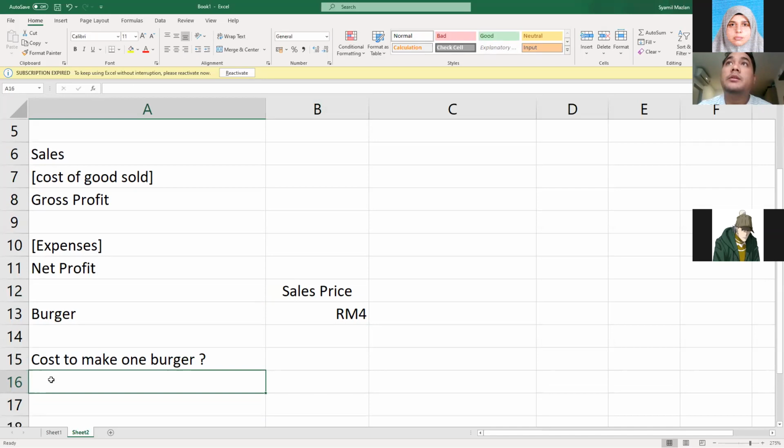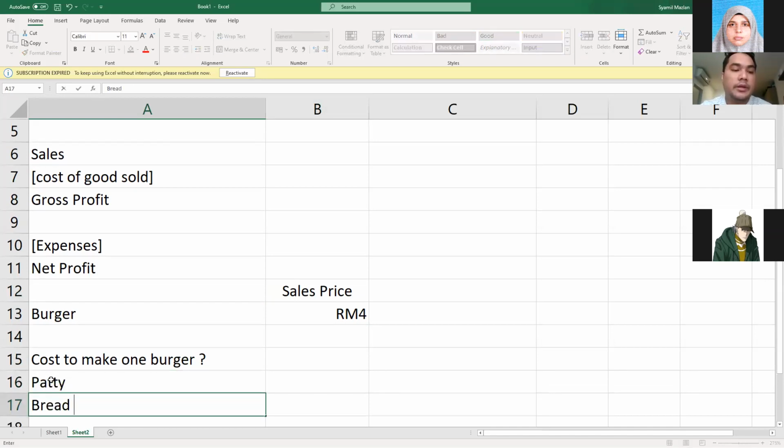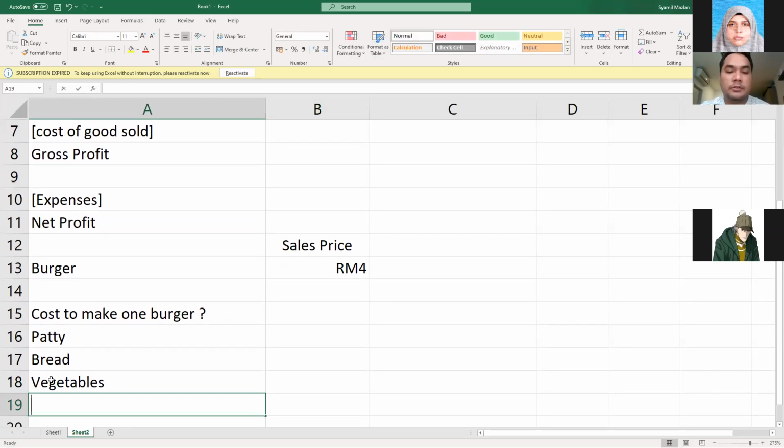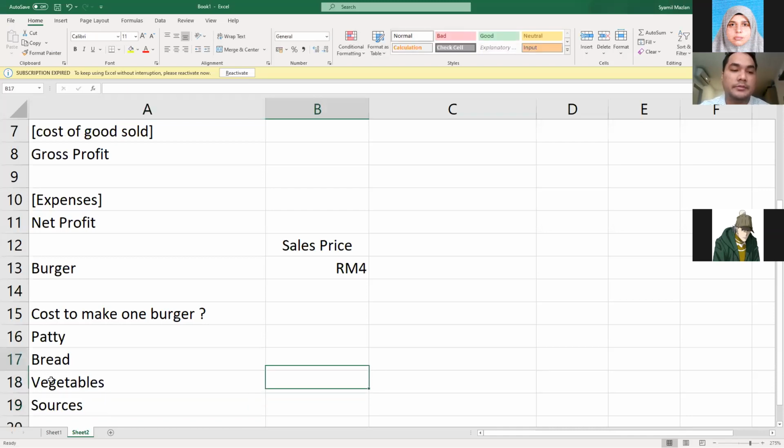The patty, the bread, right? Yeah, and you need vegetable, sauce.